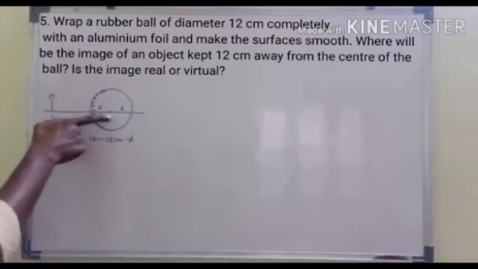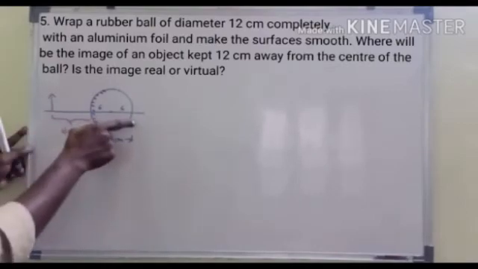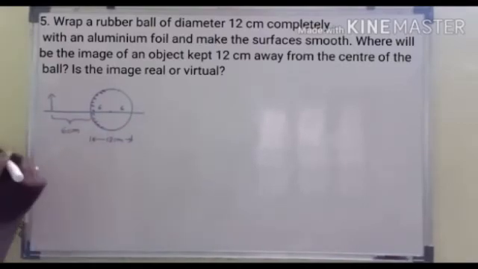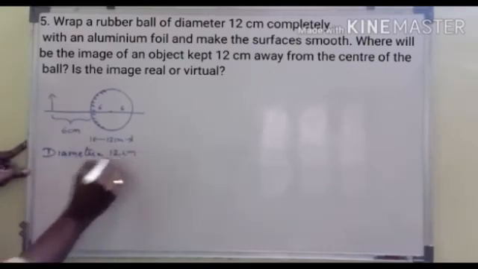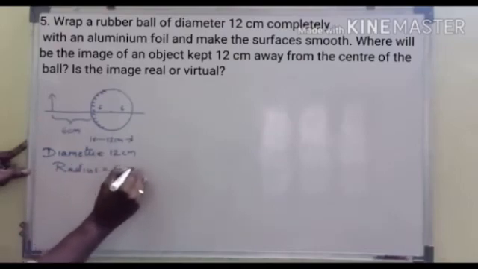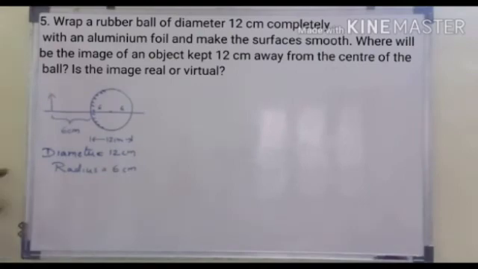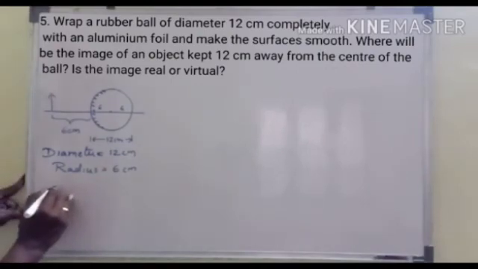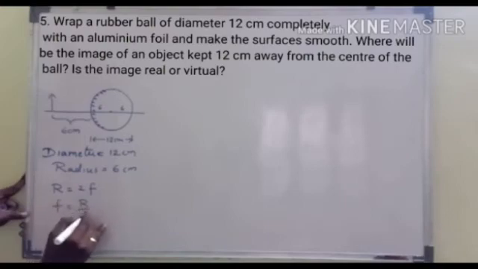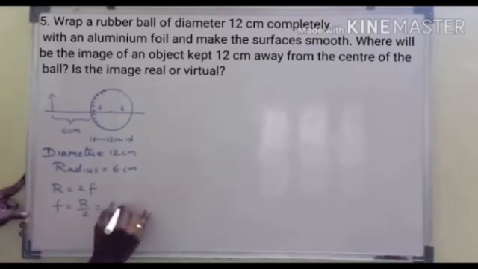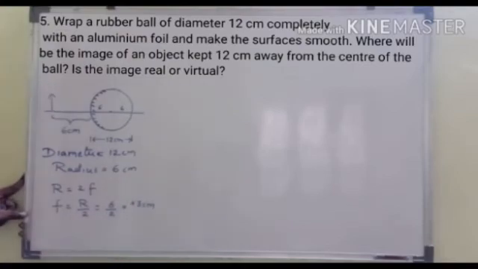The object is kept 12 cm away from the center of the ball, and we know that the diameter of the ball is 12 cm. So the radius of the ball is 6 centimeters, and we know that radius r is equal to 2f. So focal length f is equal to r by 2, that is 6 by 2, equal to plus 3 centimeters. That is the focal length of this mirror.